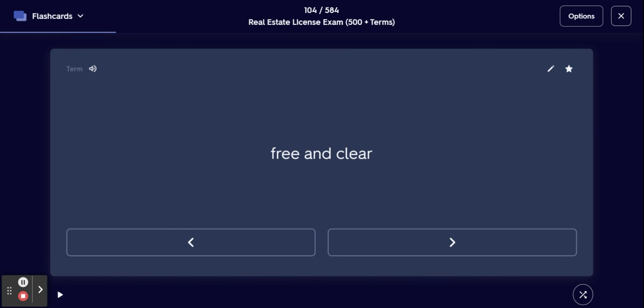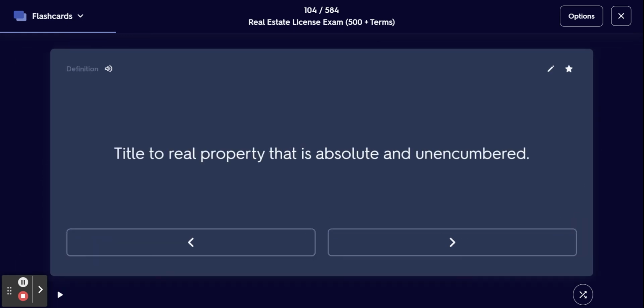Free and clear. Title to real property that is absolute and unencumbered.